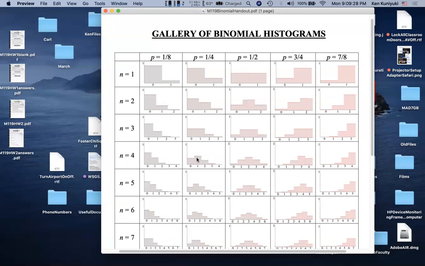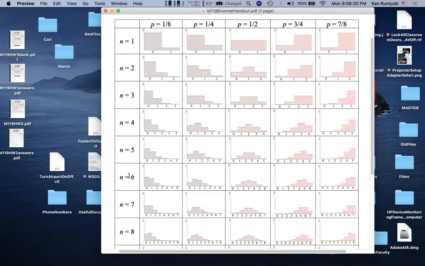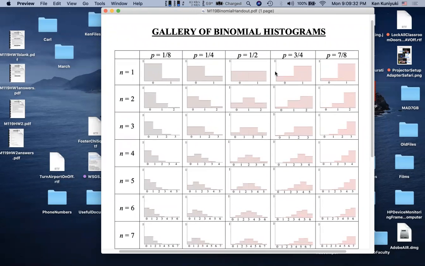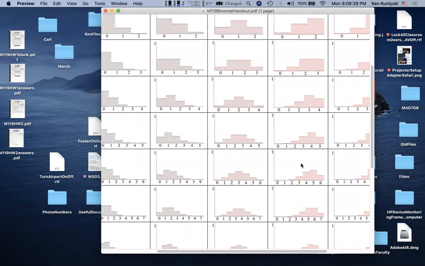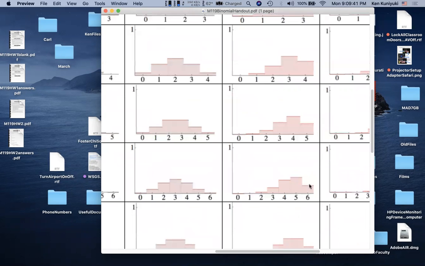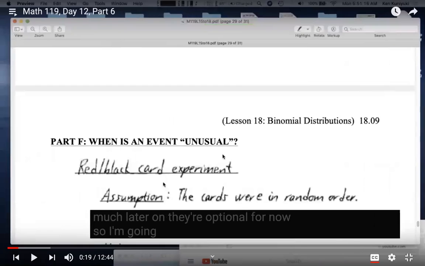Remember the Senator Smith problem, right? So n equals 6, that's the number of people in the focus group. P is 0.7, which is kind of close to 3/4. 3/4 is 0.75, right? So take a look at this distribution. There's probably a histogram here, right? So this histogram does a pretty good job of emulating what I showed you in the previous video.